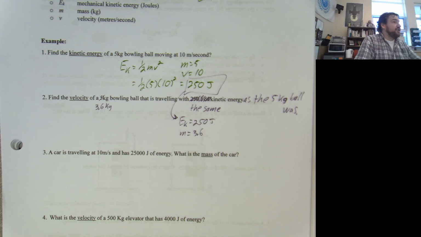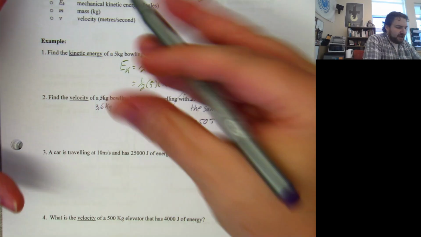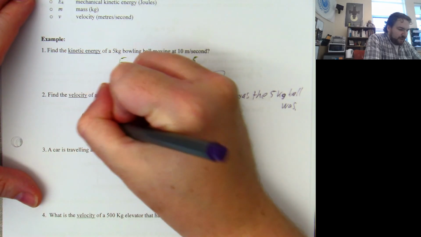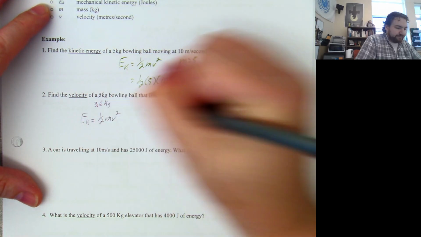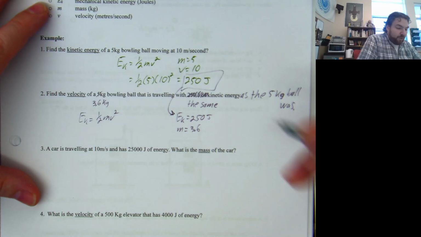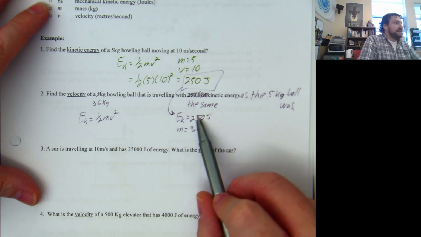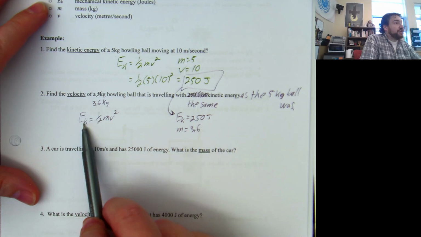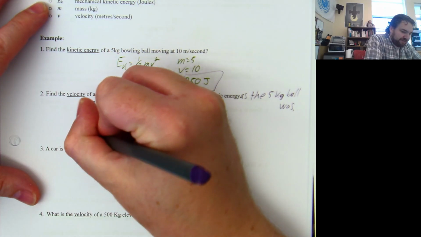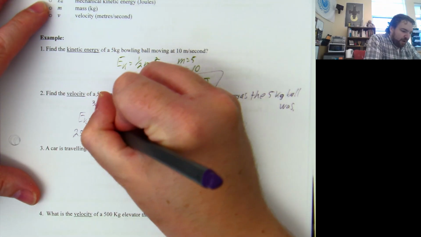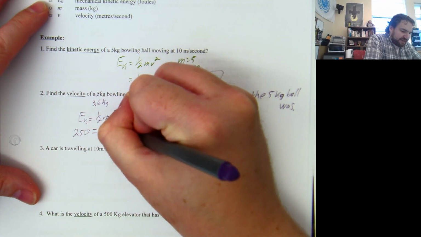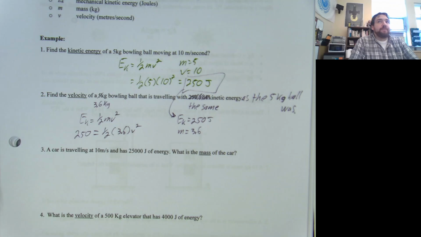It's the same equation, but we're given different values. We're going to use EK equals 1/2 mv squared. But now we're given that the mass is 3.6 and the kinetic energy is 250. So the kinetic energy is going to go over here, where EK was in the formula. So 250 goes on the left-hand side. That's going to equal 1/2 times 3.6 times v squared. And now we can go ahead and solve for v.